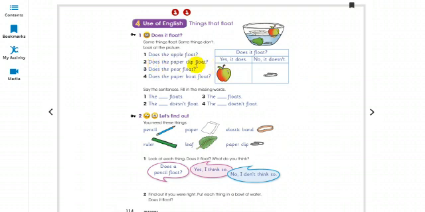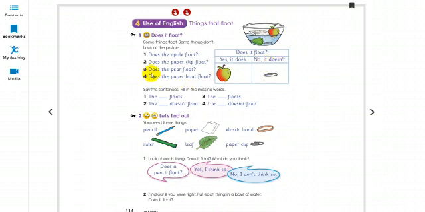Then now you can take the paper clip. Does the paper clip float? Here the question asked is whether the paper clip floats or not. If the paper clip floats, you will draw the picture of the paper clip here where it is written yes it does. And if the paper clip goes inside the water, you draw the picture of the paper clip here where it is written no it doesn't. So you can put the paper clip now in the water and you can see that the paper clip has gone inside the water. That means the paper clip does not float. So you draw the paper clip over here where it is written no it doesn't.